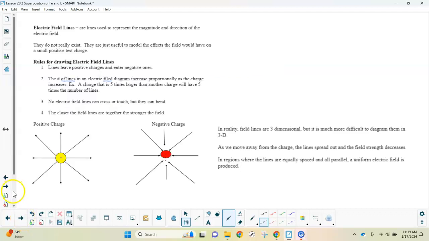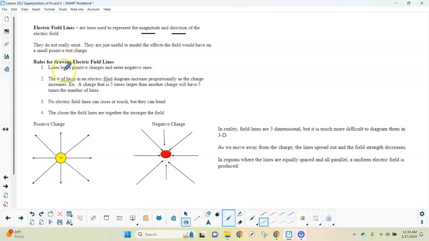All right, so some other ideas about electric fields. We draw what are called electric field lines to visualize electric fields. And the electric field lines represent the magnitude and the direction of the electric field. They don't really exist. There aren't these imaginary invisible lines out in the middle of space. They're just there to help us model and kind of visualize what's going on.